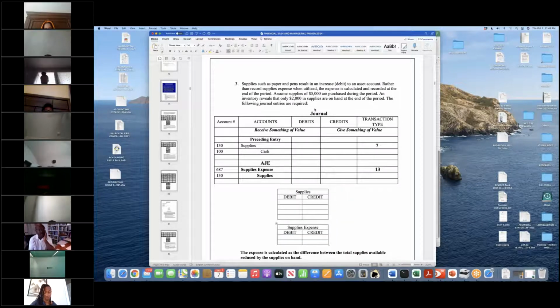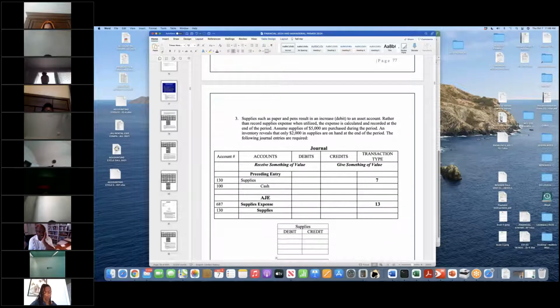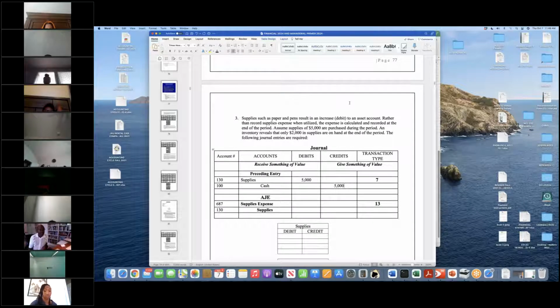I expect all students to be able to do supplies and prepaid expenses. So here, assume supplies of $5,000 were purchased during the period. Paid cash for them: debit supplies $5,000, credit cash $5,000. We come to the end of the period and there are only $2,000 in supplies left.